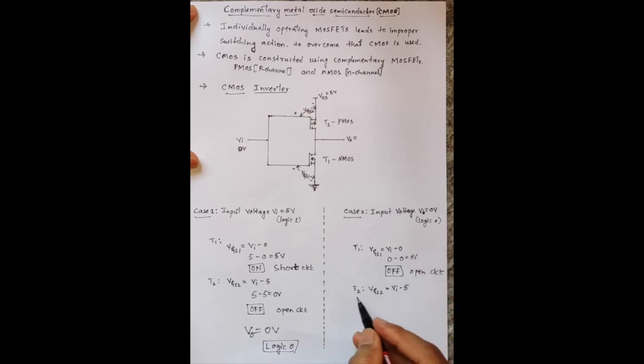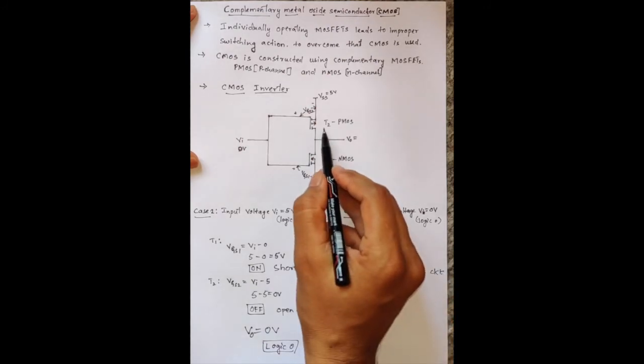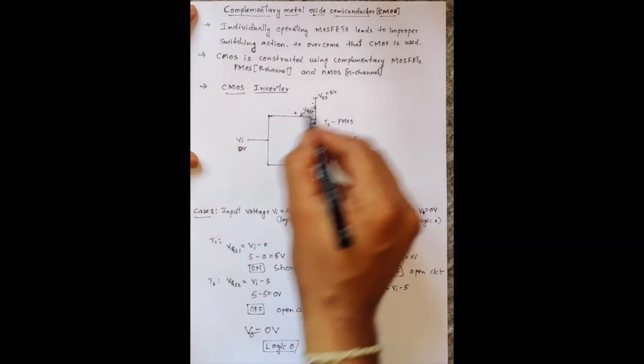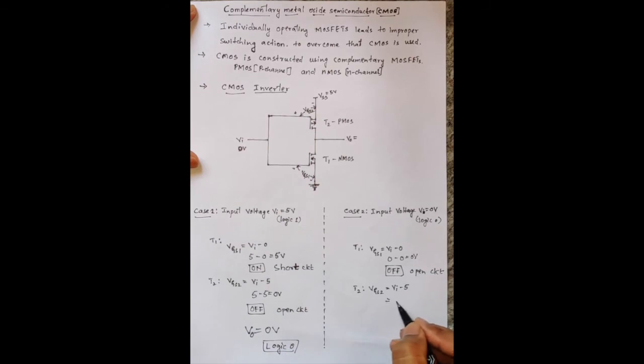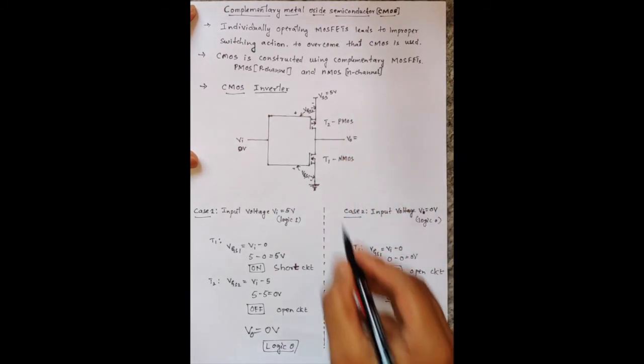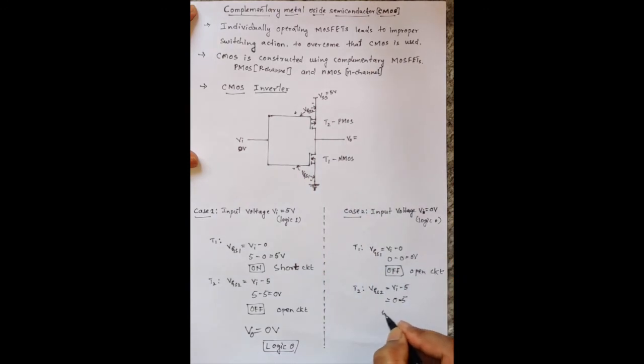Similarly, transistor T2 is provided with 0. VGS2 is the input voltage, V in minus 5 volts, that is V in is 0 volts, so 0 minus 5 volts. We know that these MOSFETs will operate in reverse bias condition, as a negative supply voltage is given. So since there is a negative supply voltage for this PMOS, the transistor T2 will be in on state. Since it is in on state, the transistor acts as a short circuit.